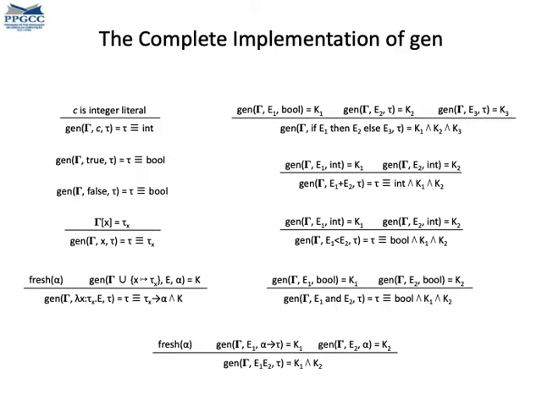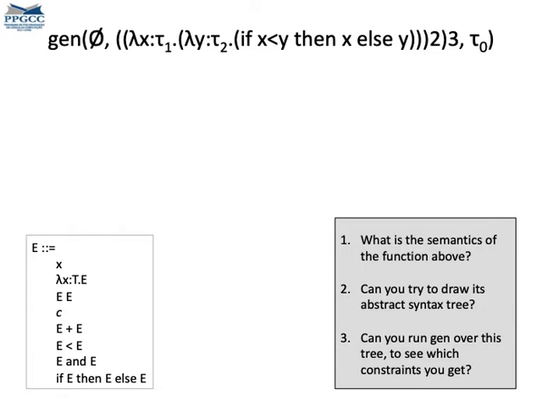In short, these are the rules that we use to generate constraints for programs. You can see the gen function as a visitor, from the visitor design pattern, that goes over the abstract syntax tree of a lambda expression, producing constraints. As an example, let's generate constraints for this term up here. We start with an empty environment, and have an initial type variable tau 0, which will be the type of the entire expression.